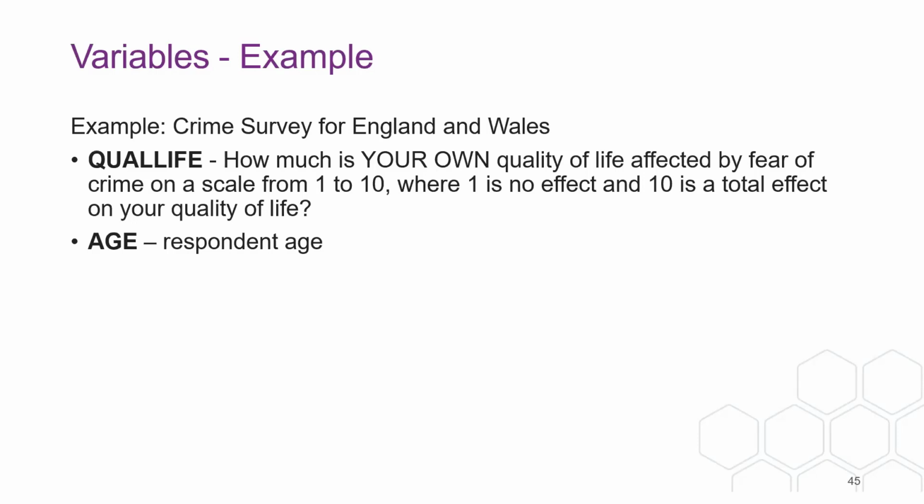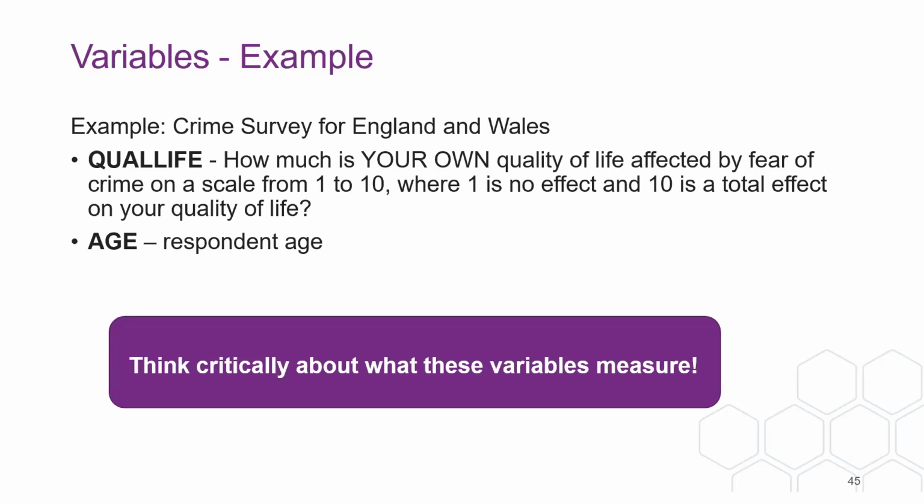So we found these variables, but now we need to think carefully about whether they're suitable. And an important step is to think critically about what these variables measure. So have a look at our QUALLIFE variable. Does this measure fear of crime, or does it actually measure how much fear of crime is affecting an individual's life? And this is where you might start thinking about reframing your question based on what the variable is measuring. And you'll need to think about this and consider this with all of your variables. And to do this, you can look at the original questionnaire in the documentation and get an idea of what information the question was really asking.